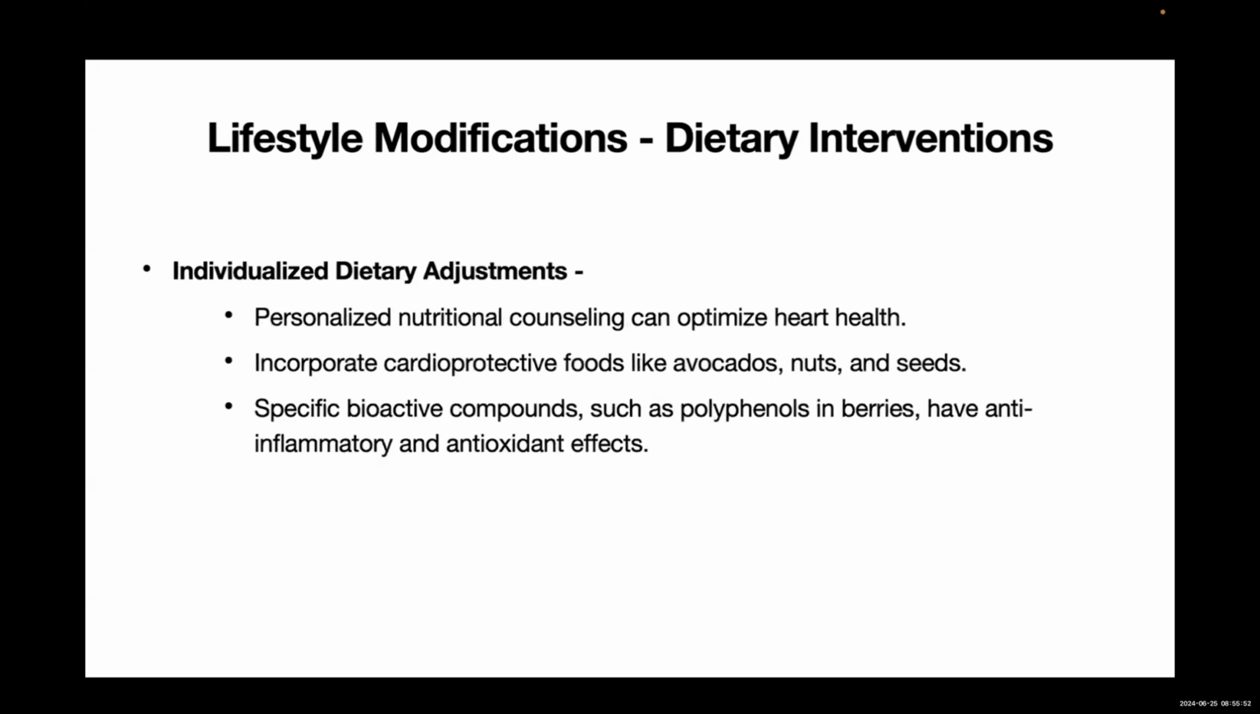Coming to the DASH diet, which is dietary approaches to stop hypertension diet, focuses on reducing the sodium intake and promoting the high consumption of fruits, vegetables, and whole grains, and is particularly effective for management of hypertension. This diet emphasizes low-fat dairy products and foods rich in potassium, calcium, and magnesium.